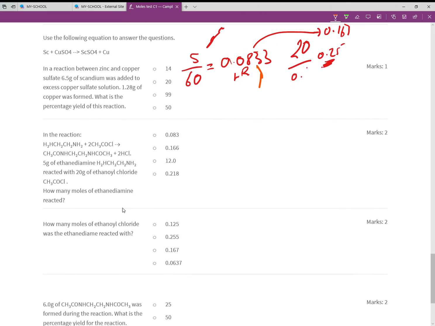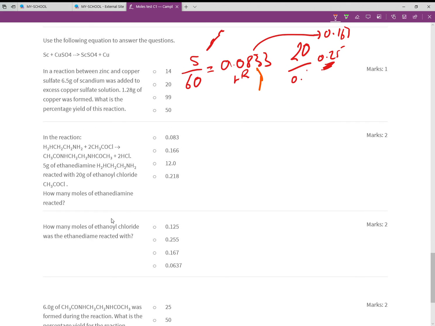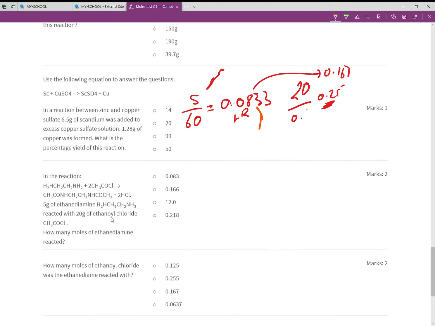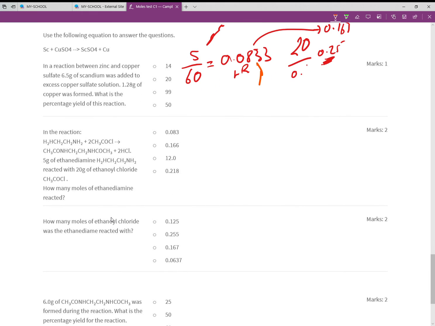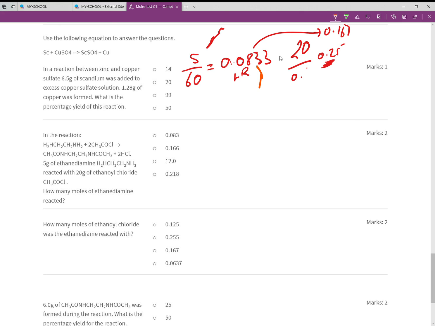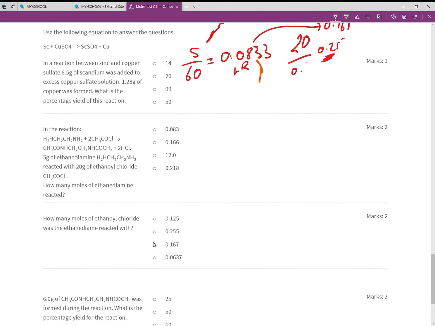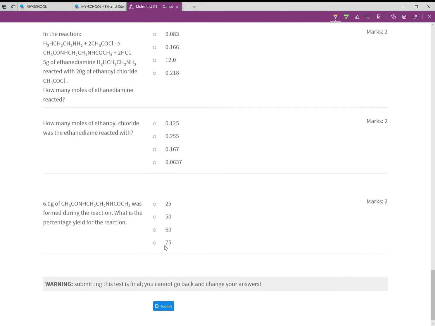Right. How many moles of ethanoyl chloride and ethane diamide reacted? Well, ethanoyl chloride, the number of moles of it reacted would have been this, the 0.167, because we had an excess of it, so the 0.25 is the wrong answer there. It's just 0.0833 times 2. So the answer is this one here, the 0.167.